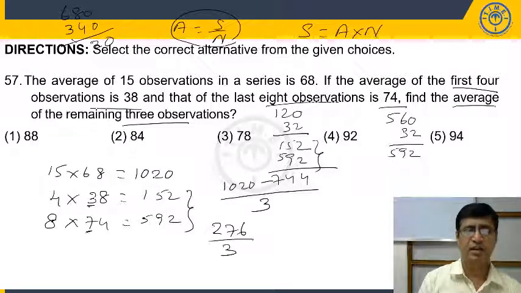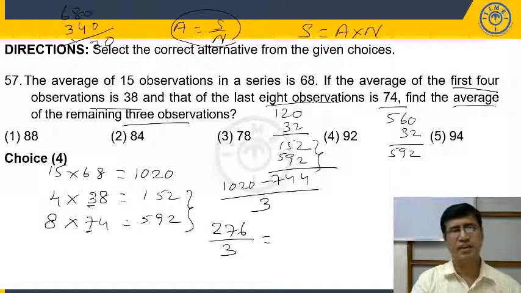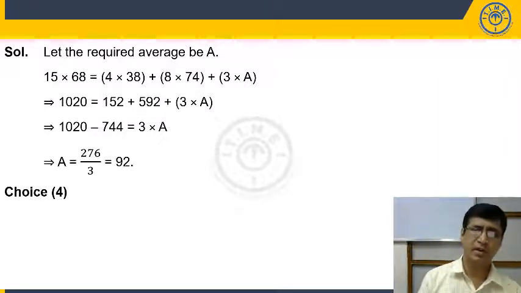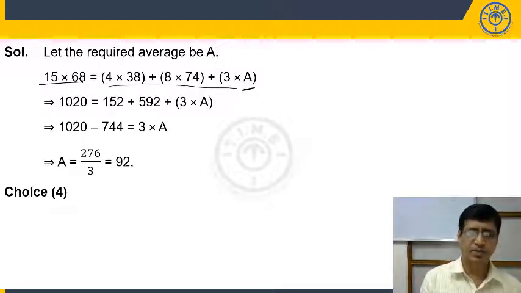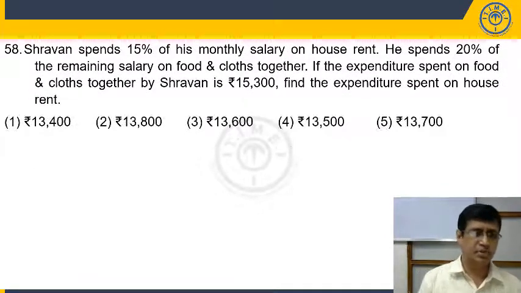276 by 3. Yes, my dear students. 9 times 3 and 2 times 3, it is 92. Option number 4. Fourth choice is the right choice. Am I clear? Right. Now look at the solution. 15 into 68 is equal to 4 times 38 plus 8 times 74 plus 3 times A. A is nothing but the average of the remaining 3 observations. Just equating the two, the total value, you will get the answer. Now it is simplification only. Look at the next example on your screen, question number 58.